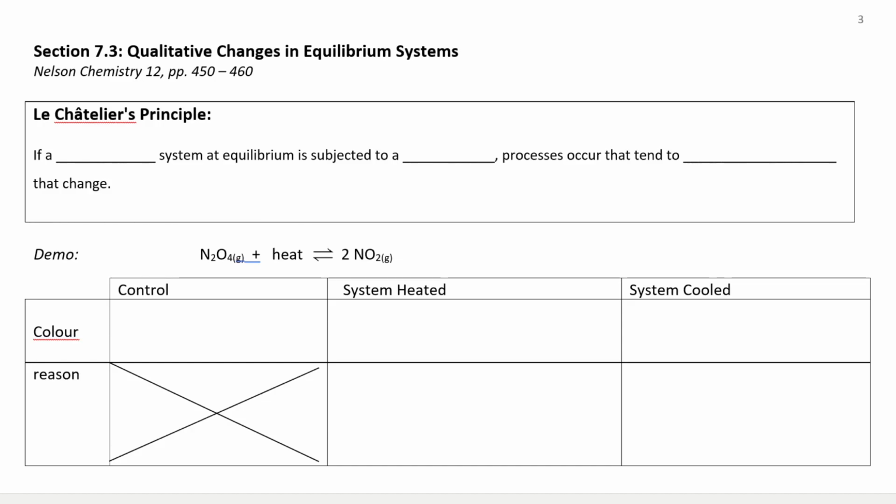This is a video on section 7.3, qualitative changes in equilibrium systems. We'll start by defining Le Chatelier's principle.